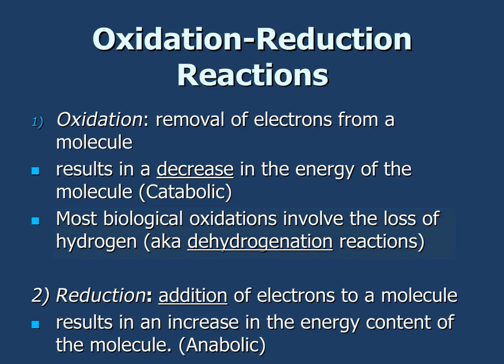It's important to realize that most biological oxidations also involve the loss of hydrogens, so we sometimes call them dehydrogenation reactions. Reduction, on the other hand, results in the addition of electrons to a molecule. By adding electrons, we increase the energy content of that molecule, and so reduction is an anabolic process. So in essence, the oxidation-reduction reaction is a combination of anabolic and catabolic reactions. We're using the catabolic reaction to generate energy to fuel the anabolic reaction.